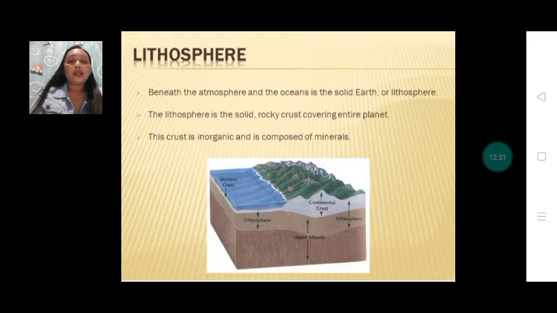So the lithosphere. Beneath the atmosphere and the ocean is the solid earth or lithosphere. The lithosphere is the solid rocky crust covering the entire planet. This crust is inorganic and composed of minerals. As you can see in the picture, the lithosphere is like a rocky crust that covers the entire planet. That's why it's called the lithosphere, like a crust. Okay, it is composed of minerals.